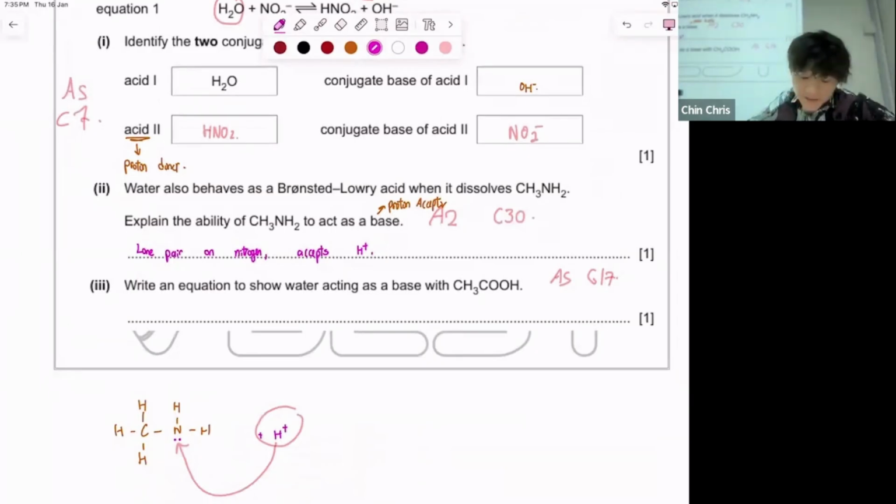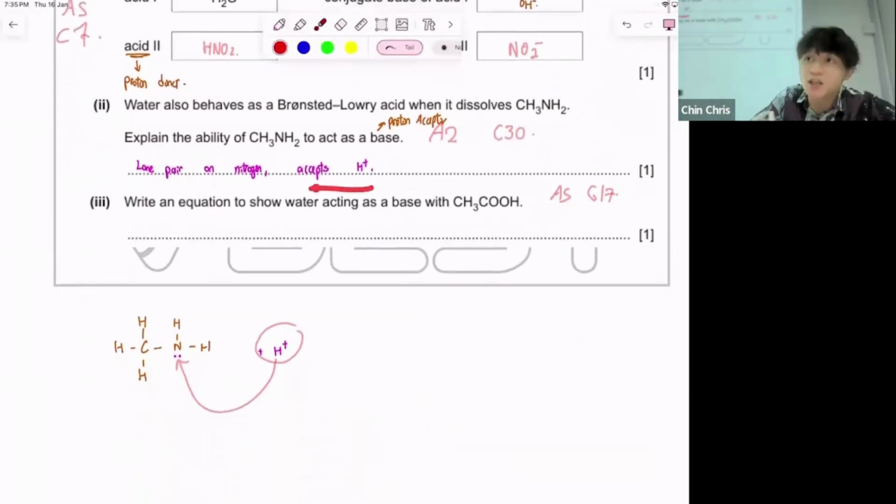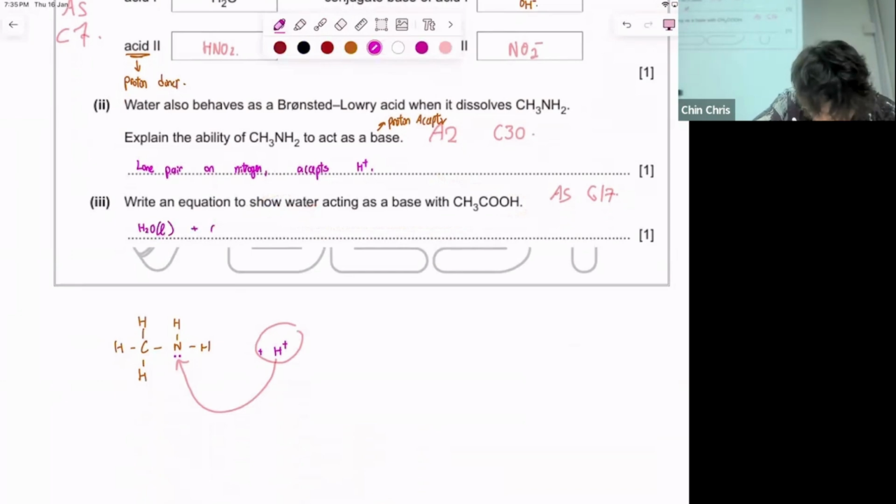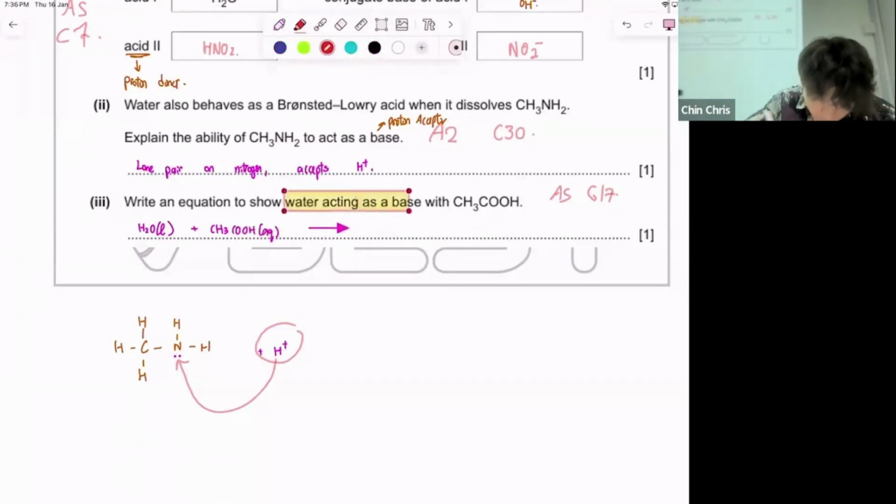Cool. Next. So guys, this question, some of you are not getting it right. Very simple. Show water. I write water, H2O liquid, then react with CH3COOH. Then guys, highlight the word: water acts as a base. Again, what is a base?